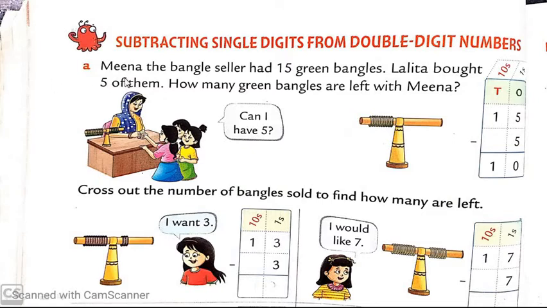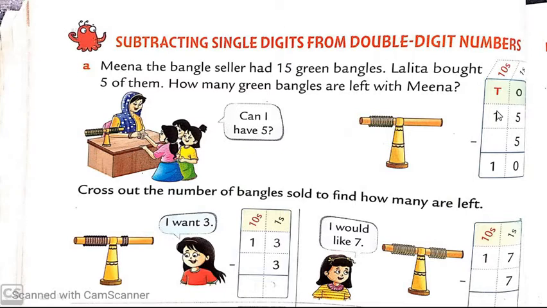Meena, the bangle seller, had 15 green bangles. Lalita bought 5 of them. How many green bangles are left with Meena? Look at the picture. There is a bangle stand and there are some bangles. This is Meena, the bangle seller. This is Lalita. Okay. Now exactly what should we do?